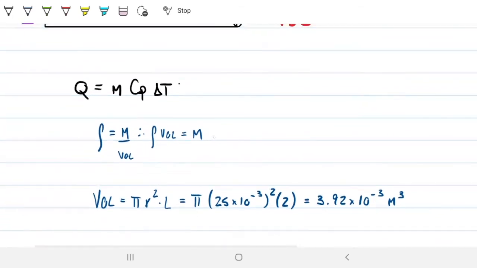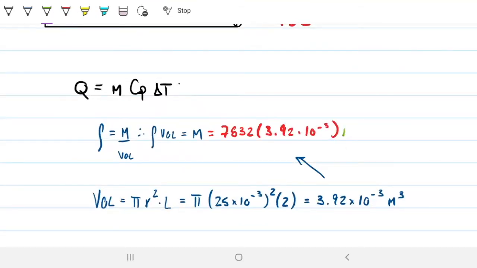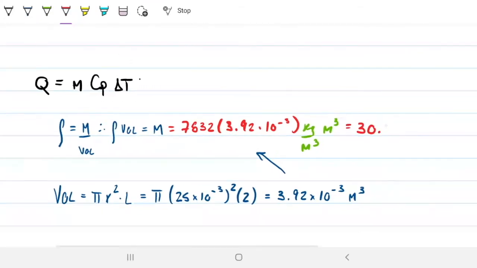So that means my mass will just be equal to the density, 7832, times the 3.92 times 10 to the minus 3. What I'm doing here is multiplying kilograms per meter cubed by meters cubed, and that gives me a mass of 30.76, and that will be in kilograms. So great, this allows me to do this one here now.